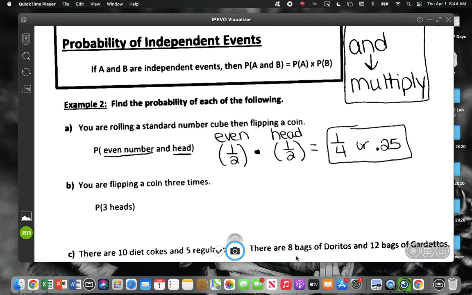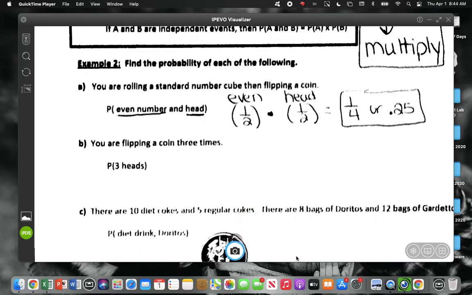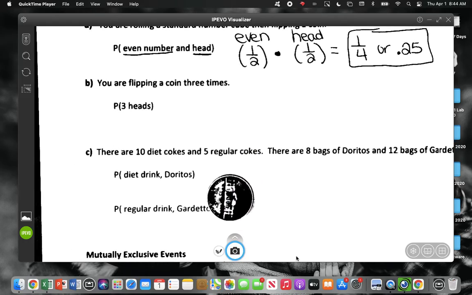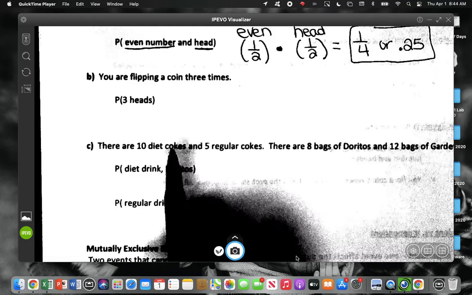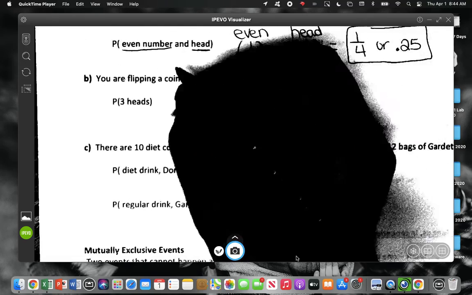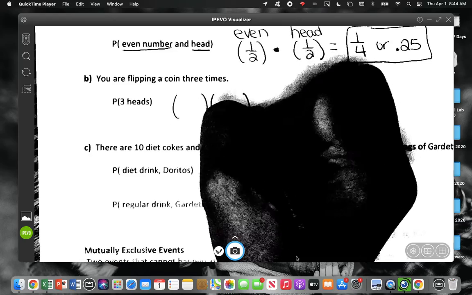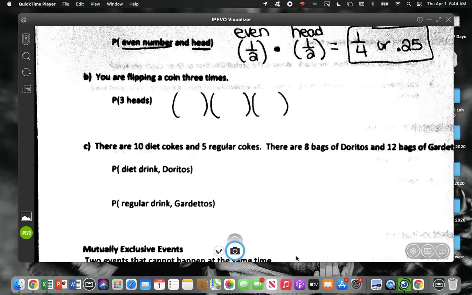All right, now on this second one, we are flipping a coin 3 times. All right, we already talked about this. Flipping a coin, each flip is independent. The first flip doesn't affect the results of the second one. The second one doesn't change the results of the third one. So we are flipping a coin 3 times, so we find the probability of each flip.